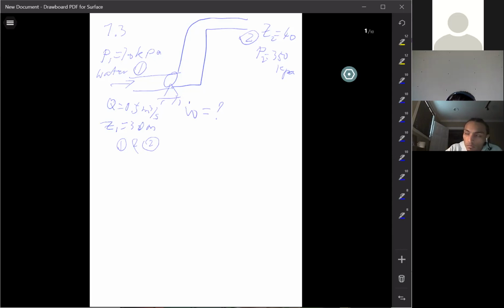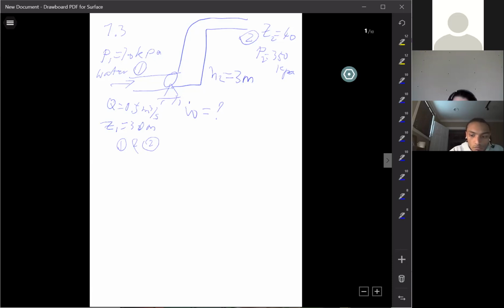Okay, do I have all the information? I think I didn't give you the loss. Head loss here is given. You don't need to model it. It's 3 meters. One more information here. So find the equation. Write down the correct equation between 1 and 2.